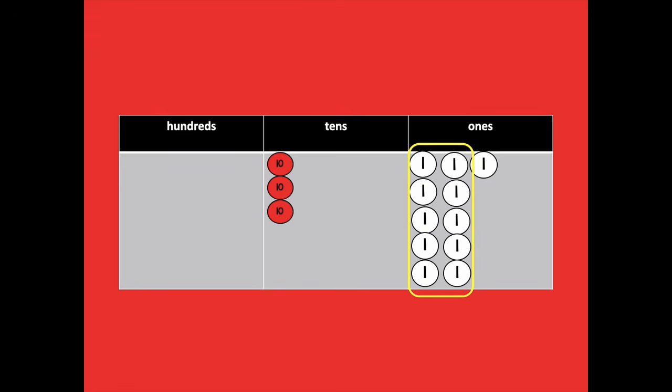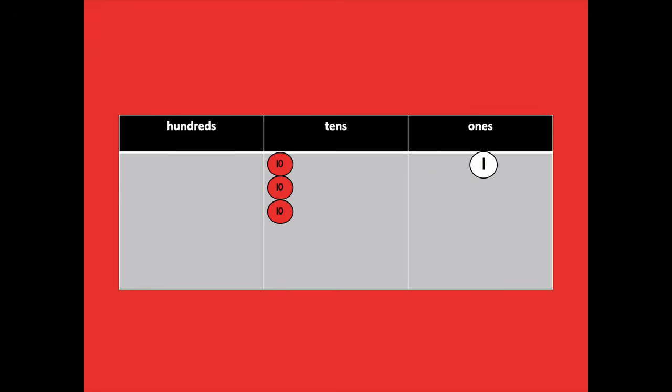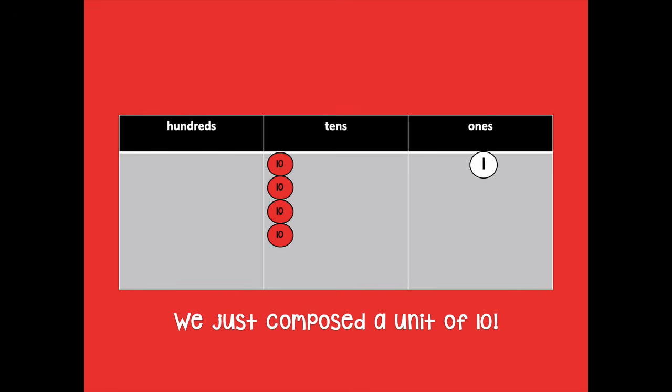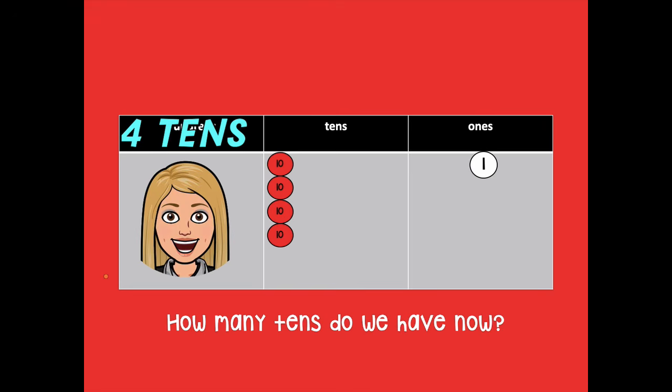Oh, friends, look at this here. We could take those 10 ones and compose a new 10. We just composed a unit of 10. It makes it so much easier to be able to see the total of those. So friends, how many 10s do we have now? Yeah, we have 4 10s.